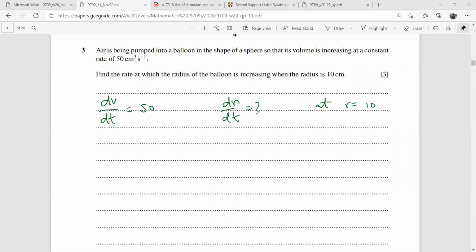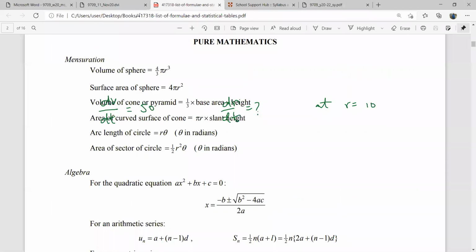So this is a straightforward question on rates of change, and you have to apply the chain rule over here. But before that, you need to know the formula for the volume of a sphere. I'll take you to the formula booklet here. Look at this. The very first formula in your formula booklet is the volume of a sphere.